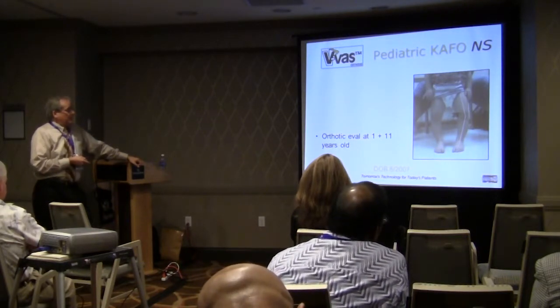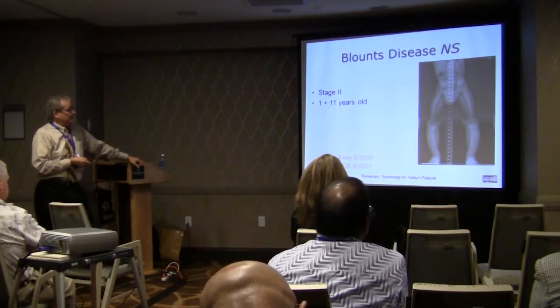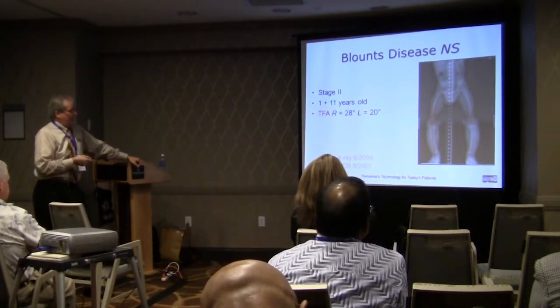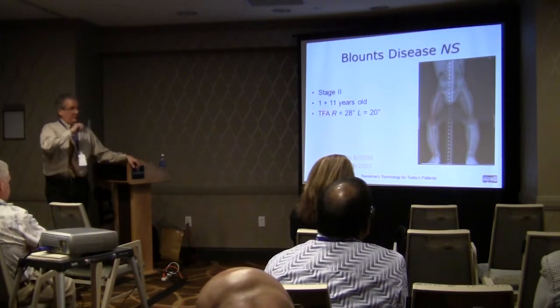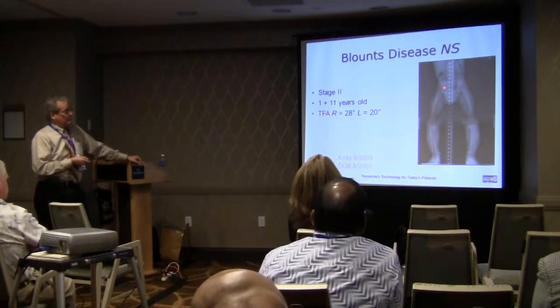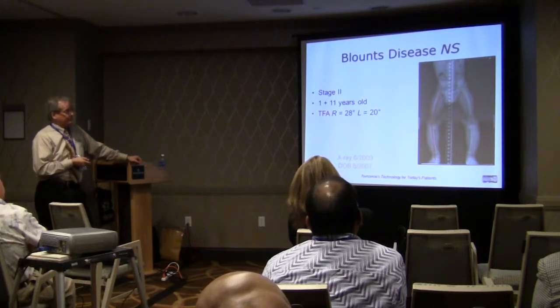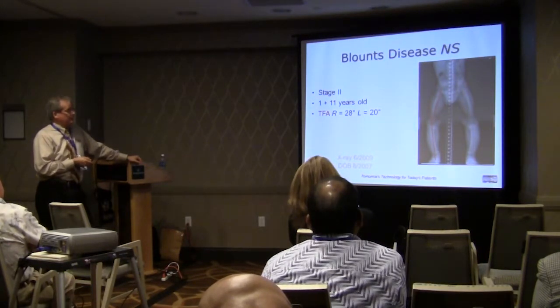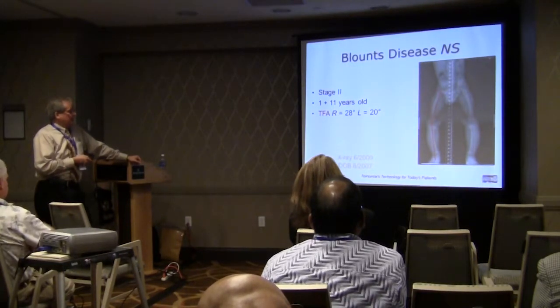Orthotic evaluation was at 1 plus 11 years of age. You can see here the angles that you'll see in the literature. There are 4 different angles that are represented. The tibial-femoral angle is through the long axis of the femur and the long axis of the tibia, centered on the ankle and on the head of the femur here. And those angles are there.